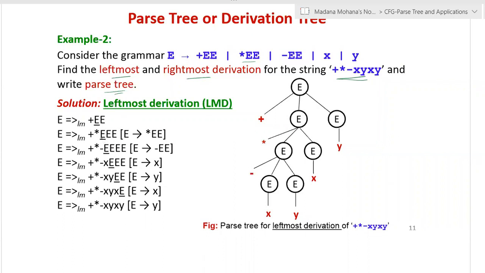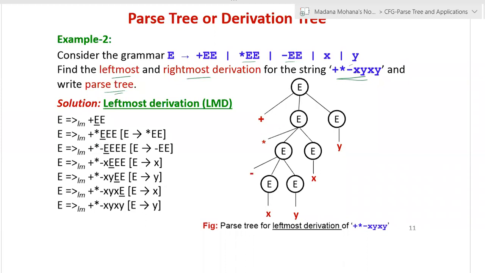So now here the leftmost E. The next symbol from the string starts with minus. So the minus related production is E derives minus EE. So now plus, asterisk, minus EE. The remaining part remains the same. Now plus, asterisk, minus, three symbols are derived.